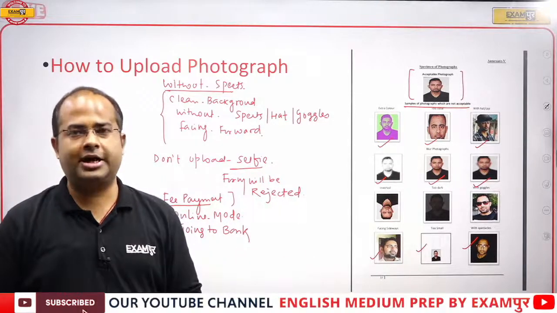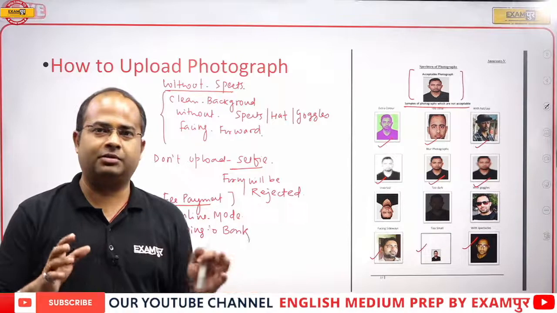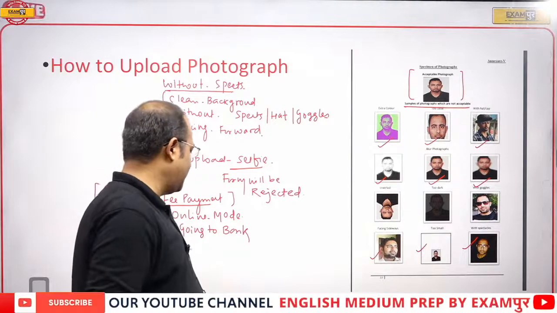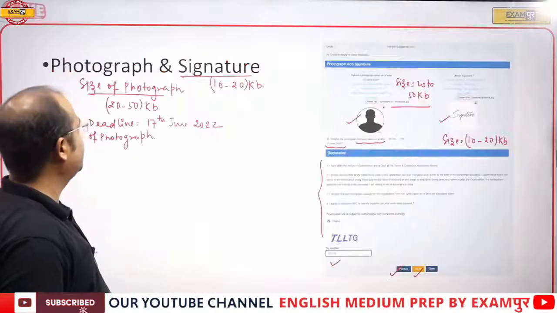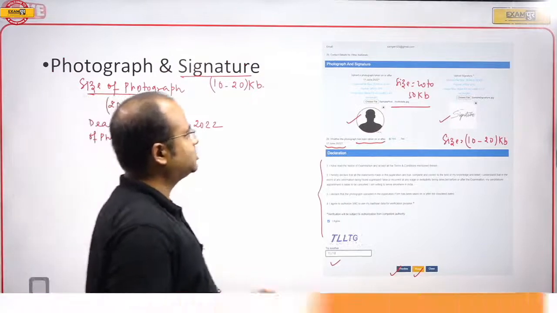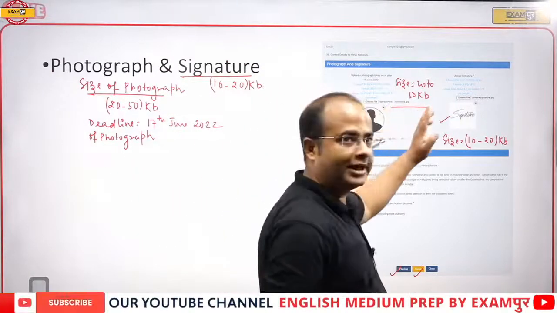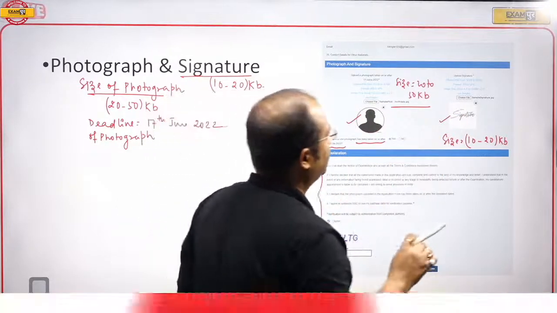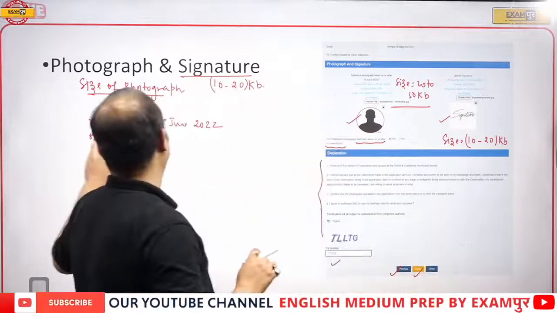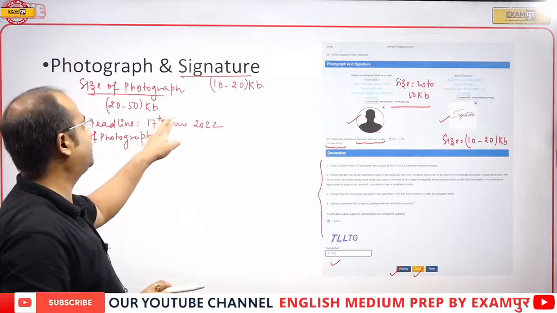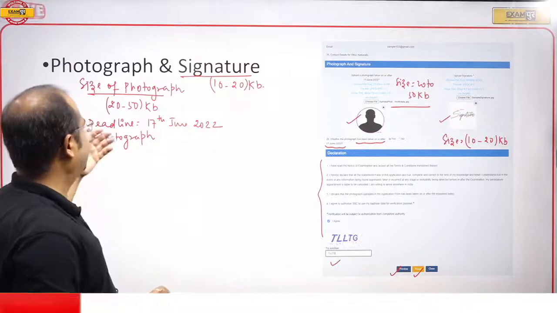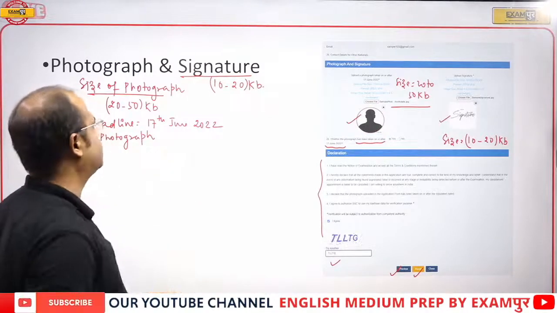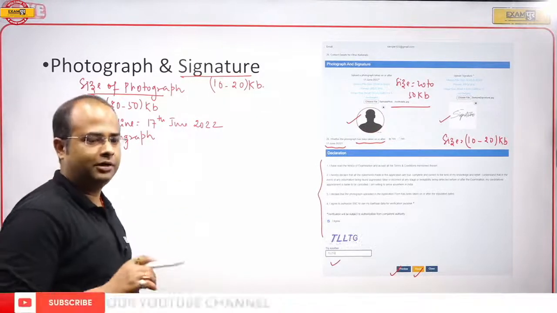So I hope, guys, this is understood by everyone: how you have to fill the form, what the important dates are regarding filling the form, and how you have to manage the photograph, because photograph and signature are the two important things. You have to understand the size of the photograph: it should be between 20 to 50 kb, and the size of the signature should be between 10 to 20 kb. And the photograph should not be taken before 17th June 2022. That is the deadline of the photograph.